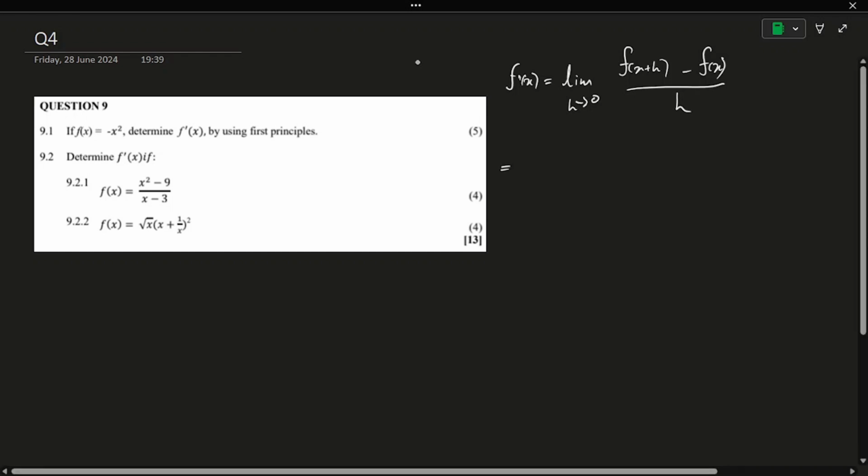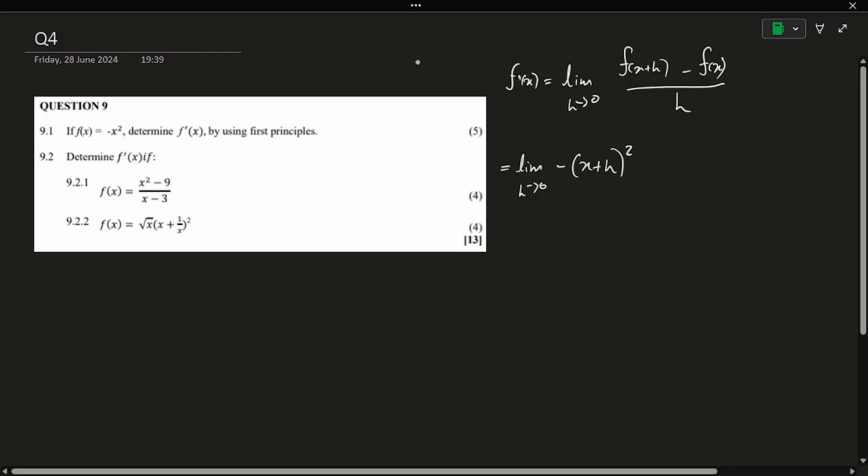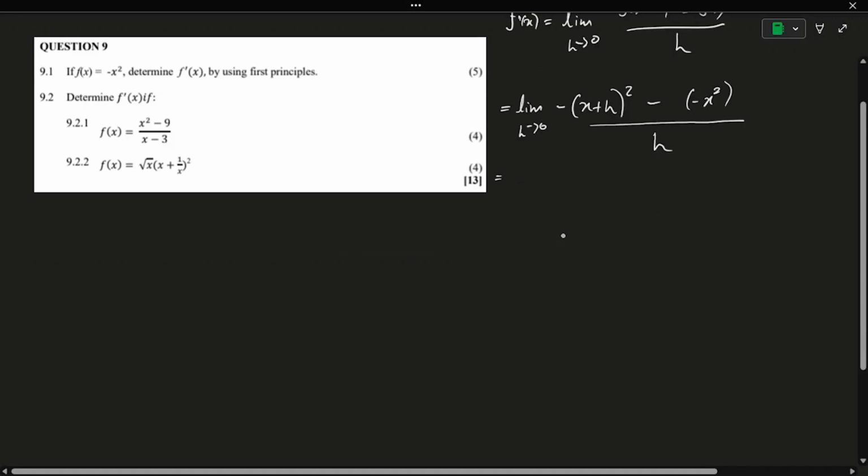This is going to be the same as the limit as h approaches 0. For f of x plus h, we have negative x squared there. This means that inside the x squared that we used to have, we're going to have x plus h. So we are going to have negative x plus h squared minus negative x squared, divided by h. We are going to expand. So the limit as h approaches 0.